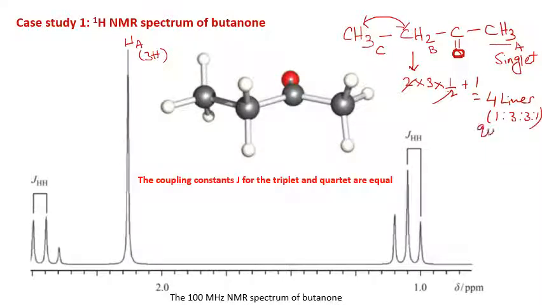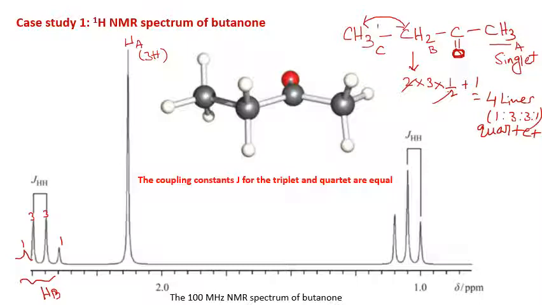So basically you will get a quartet. You can see there is one spectrum here, and you can see that this is 1:3:3:1. So this is the quartet, and this is the Hb proton. It is split 1:3:3:1, a quartet.